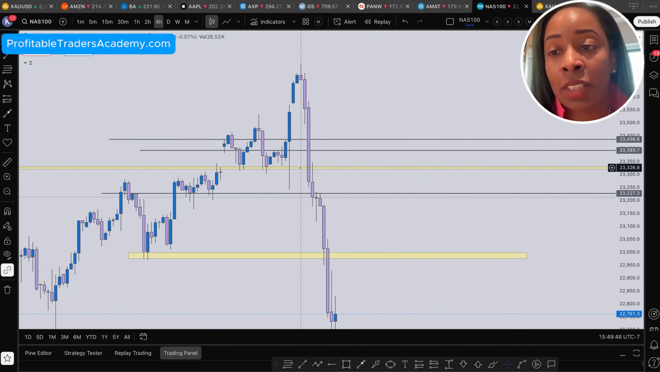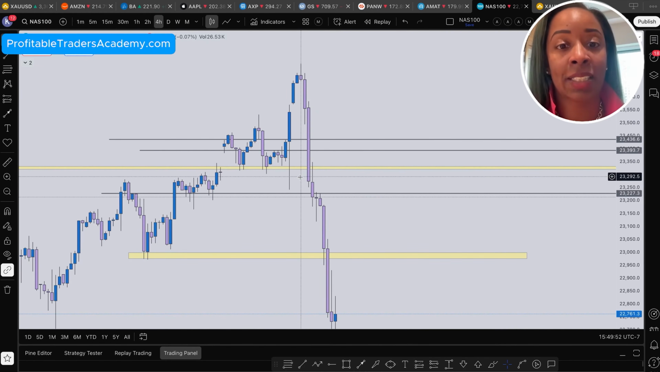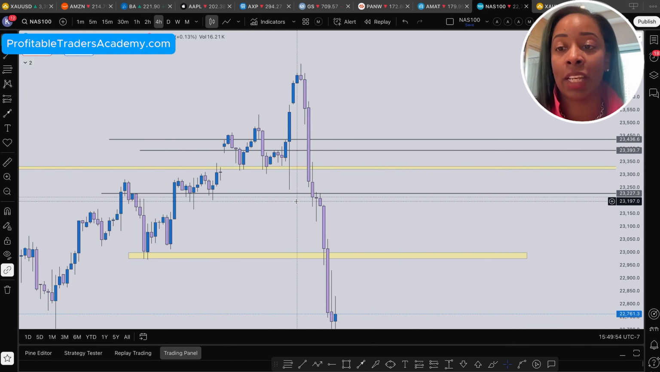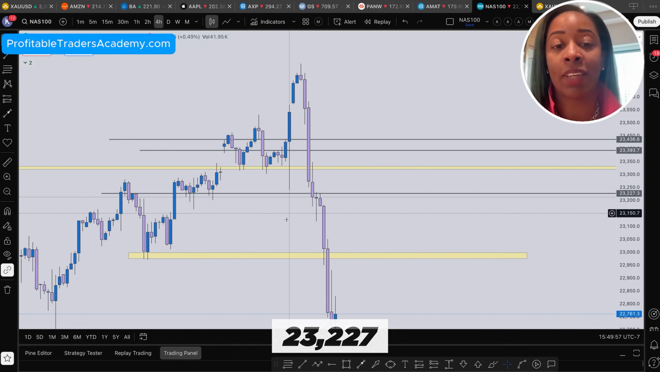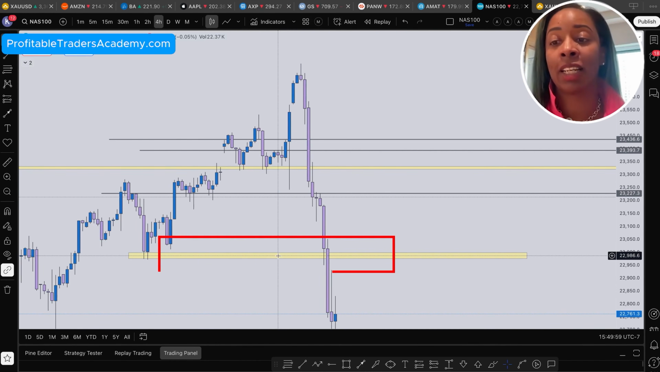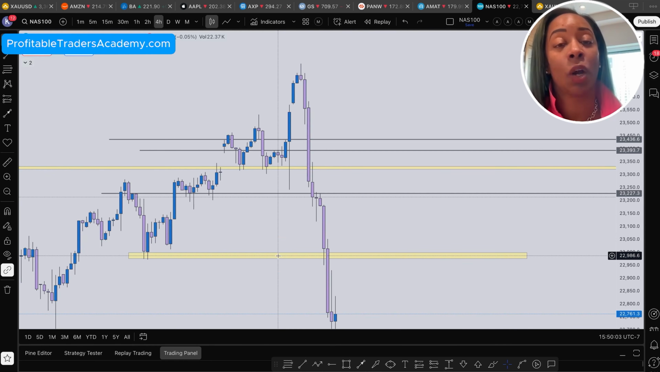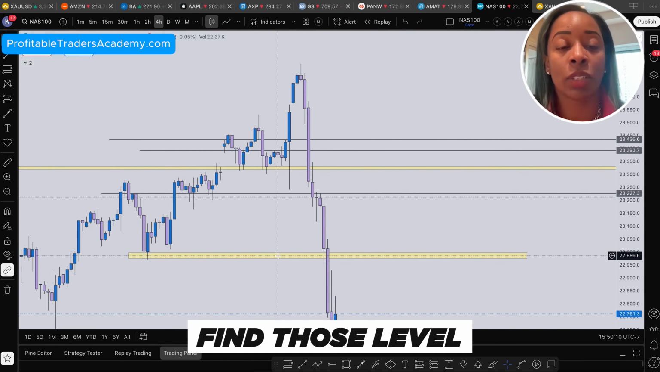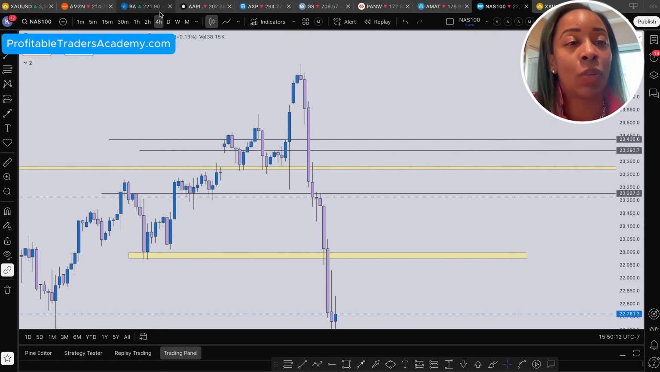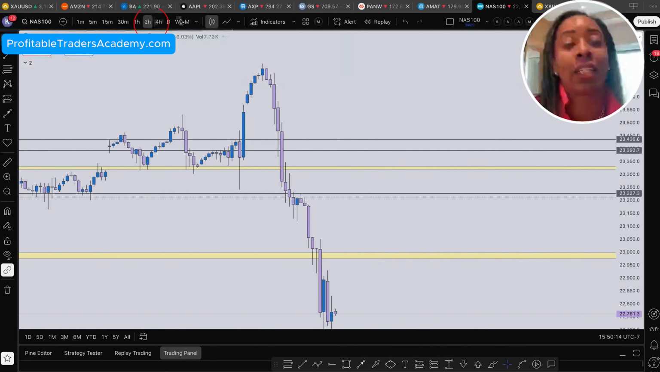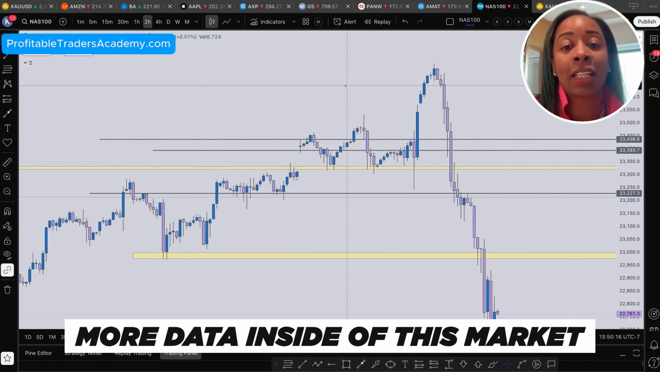So basically this yellow zone right here is at roughly 23,326. And then this gray level is right here at 23,227. And then this yellow zone here is at 22,986. So if you want to see all the zones and how these were built, go ahead and check 3 videos back on this channel and find those levels. But let me go ahead and go down to the H2 time frame so that way we could see more data inside of this market.